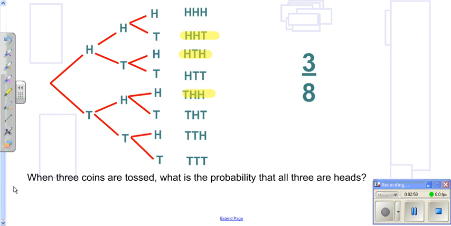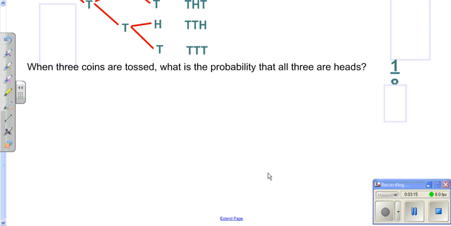Now, what's the chance that 3 coins are tossed and we get 3 heads? Well, you notice 3 heads, that's the top one. That only occurs 1 time. It occurs 1 out of 8 times, so your probability then is 1 out of 8.